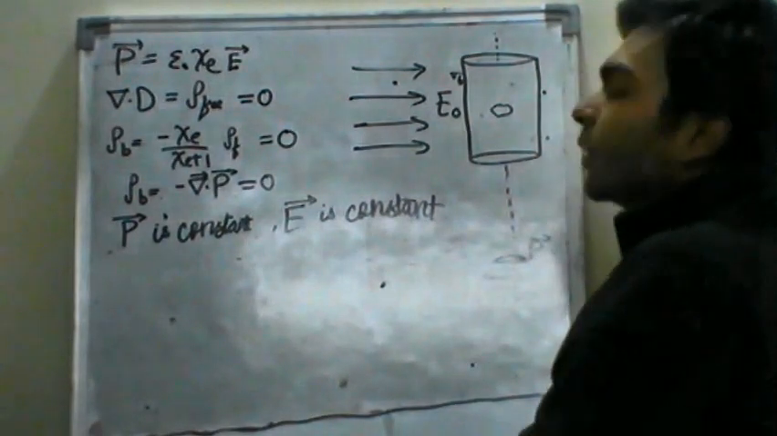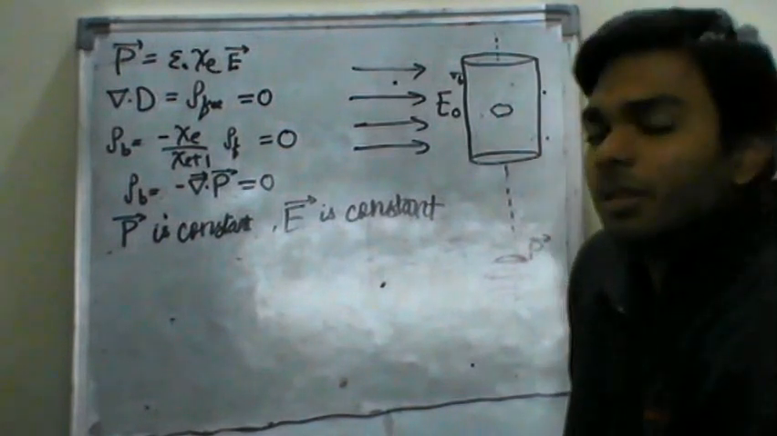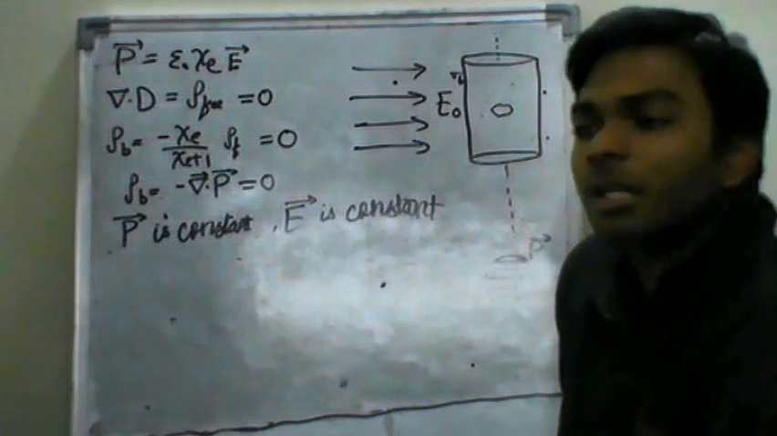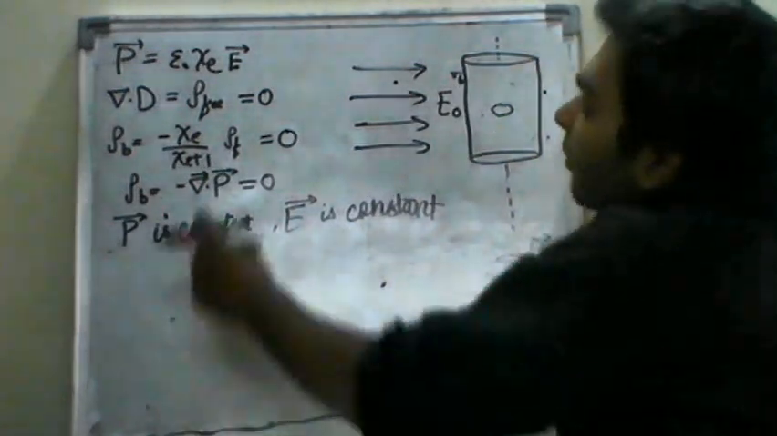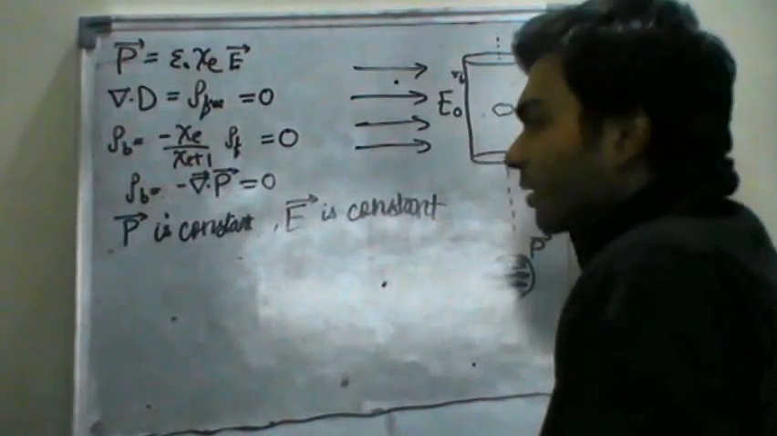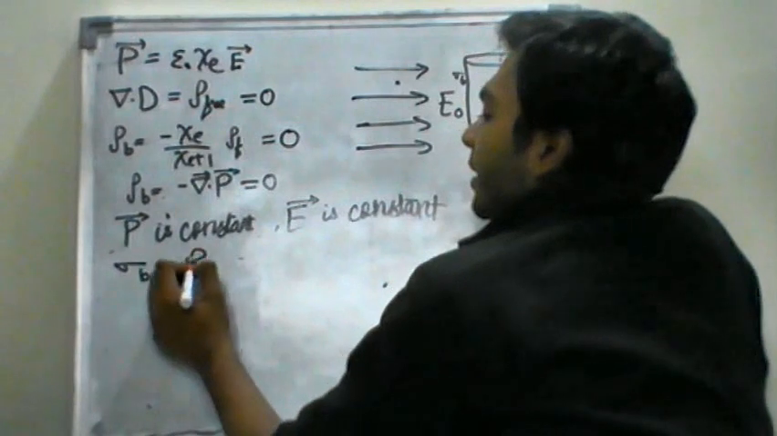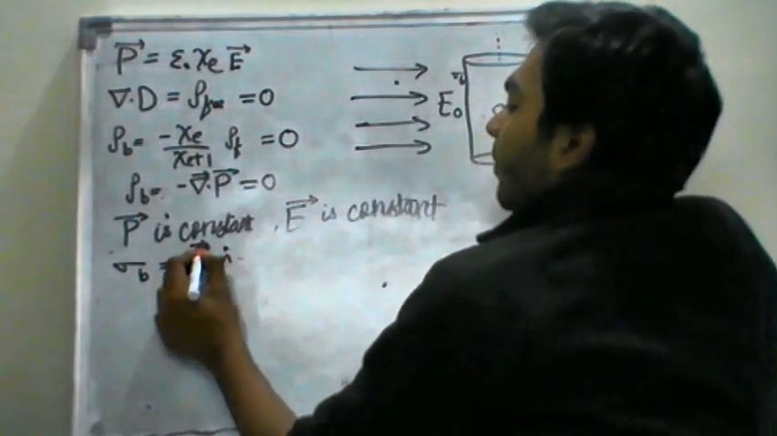Now, there has to be some induced charge, right? Because it's a dielectric material, there has to be some sort of induced charge happening. Otherwise, there can be no polarization. Now we know that there is no volume charge, so there must be some surface charge. Let us try that. Sigma B is P dot n cap.